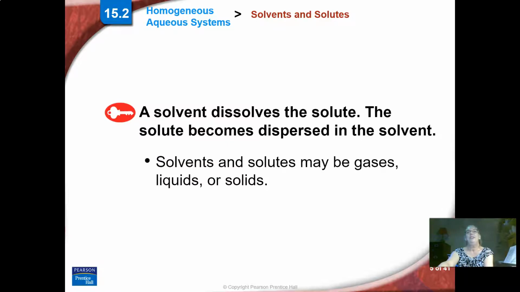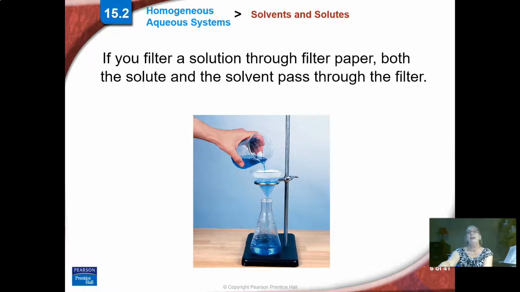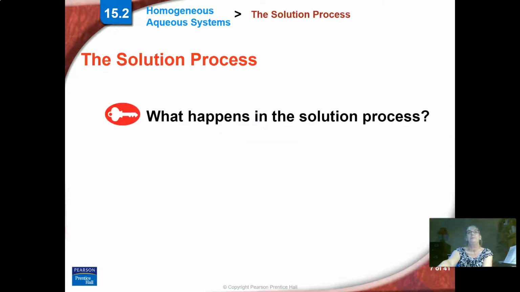And we can have solutes and solvents that are all different phases. For example, if you wear jewelry, you might wear sterling silver jewelry or gold jewelry, and those are actually solutions of two solids together. So solute particles can be atoms, ions, or molecules. You could have several gases together. The air you're breathing is a solution of many gases. So we can have solutes and solvents forming all different types of solutions. When you filter a solution through filter paper, both of the parts will pass through the filter. So these pieces are really, really small.